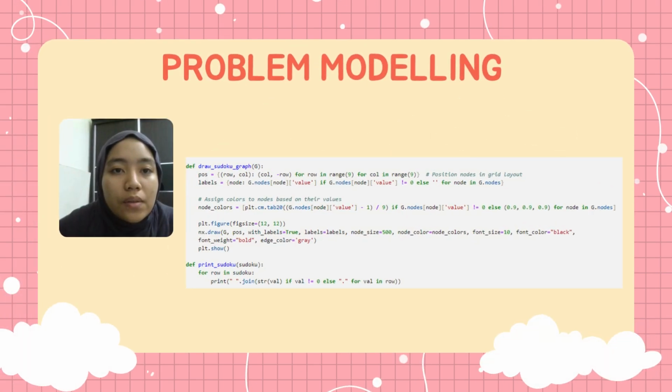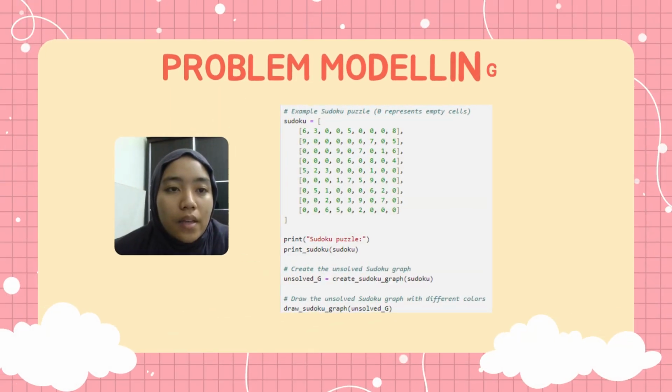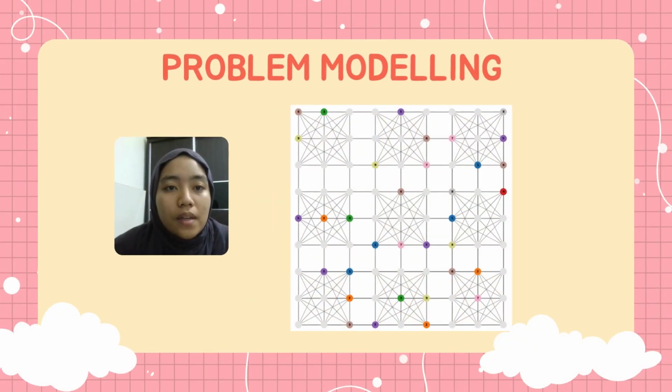Then we color the nodes that contain a number. Nodes that have the same number will have the same color. Then we plot the unsolved Sudoku puzzle. This is the colored graph representation of the unsolved 9 times 9 Sudoku puzzle.